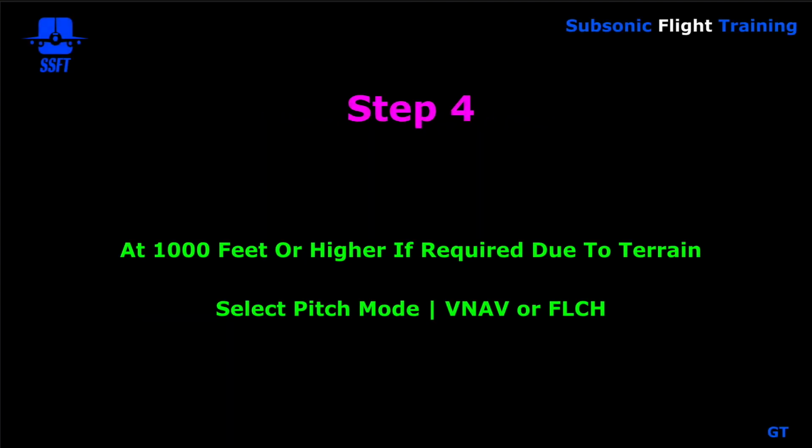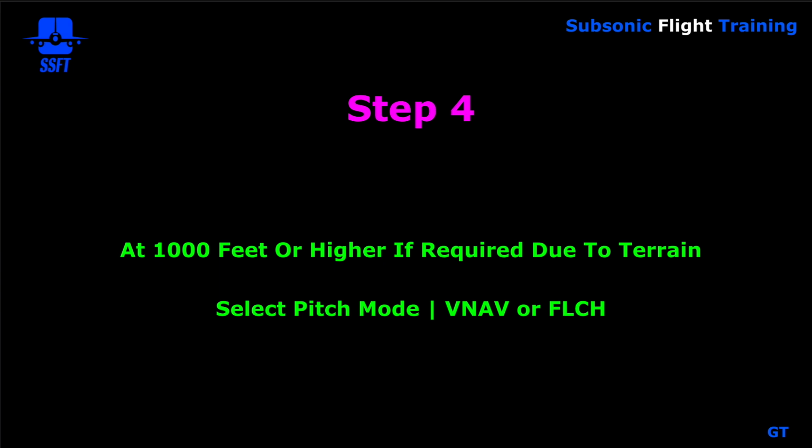Step 4 would be then at 1,000 feet or higher if required due to terrain. And depending on airline SOP, some airlines like you to climb to the minimum sector altitude before you start cleaning up. Some airlines will go to the missed approach altitude before you start cleaning up. Most airlines, if it's safe to do so at 1,000 feet, you could start to initiate the pitch mode in order to get acceleration to retract the flaps.